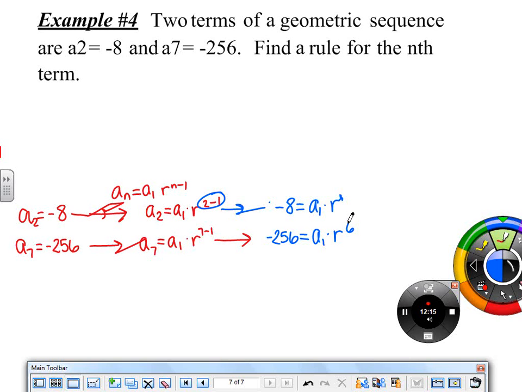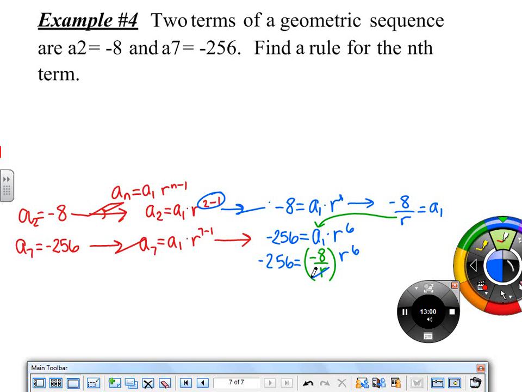Okay? So this kind of creates a system of equations with 2 unknowns. So what I'm going to try to do is substitute one equation into the other. So I'm going to solve one of these for A or for R, and then I'm going to go about doing that. So let's say that I rewrote this first equation in terms of A1. So I'd have negative 8 divided by R equals A1. And now I'm going to take that as the value of A1 and plug it into my second equation. So right here, instead of A1, I'm going to have negative 8 over R plugged into this equation that has an R to the 6th power here and negative 256. And then I'm going to go about solving.